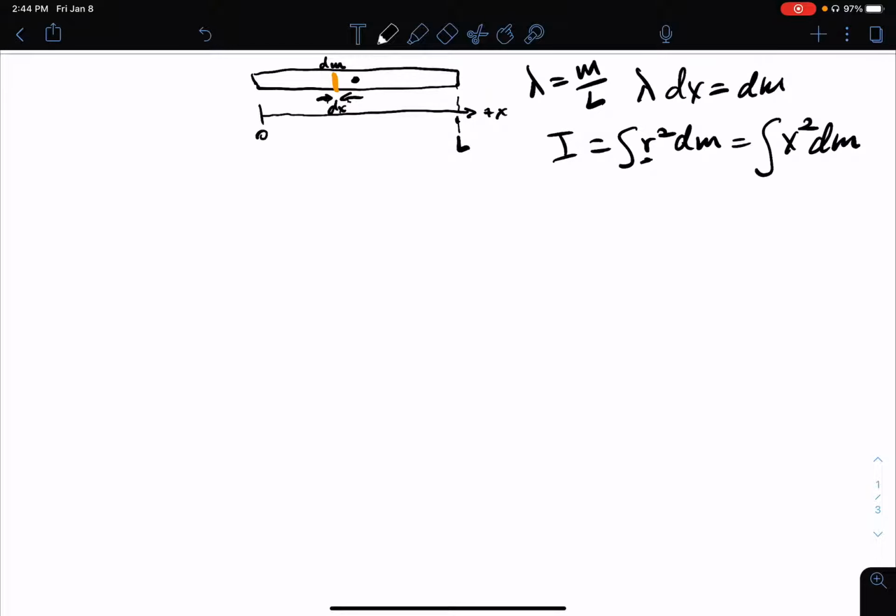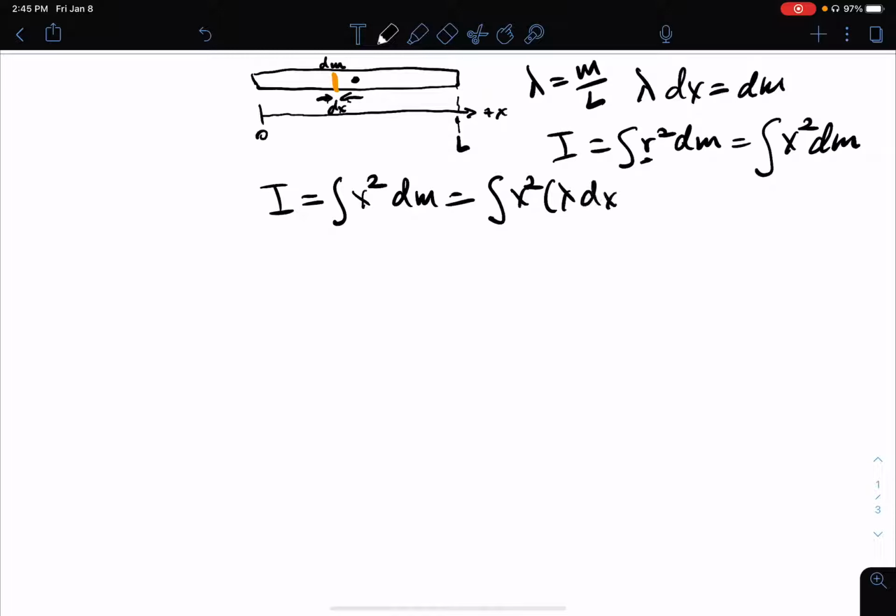So that's very common for College Board to do. They'll use r to refer to a distance measurement without necessarily locking you into an axis. But in this case, we've taken our long thin rod, our meter stick, and we've put it along the x-axis. So instead of r squared, it's x squared. So nothing's changed. What we did is I equals the integral of x squared dm, but we replaced dm with lambda dx. So that was the integral of x squared times lambda dx. Everything is the same: lambda times integral of x squared dx, except the limits.